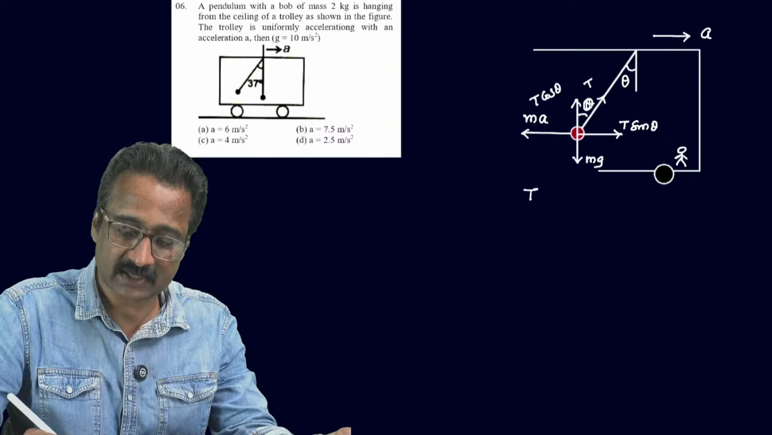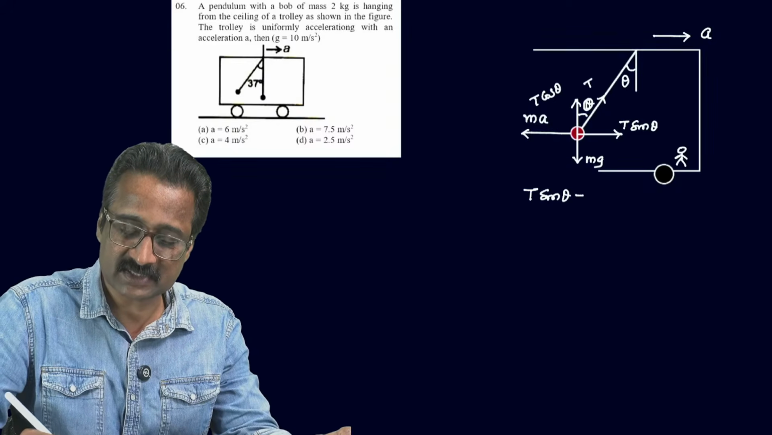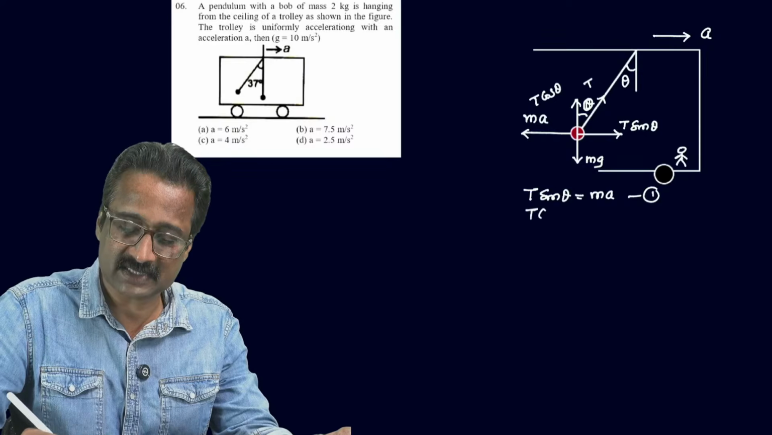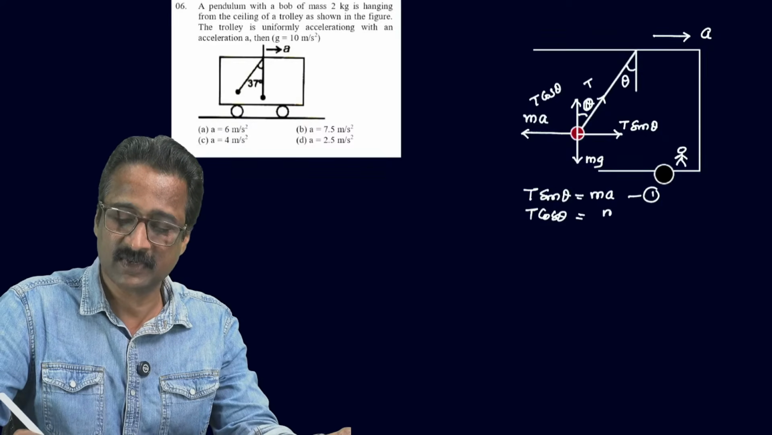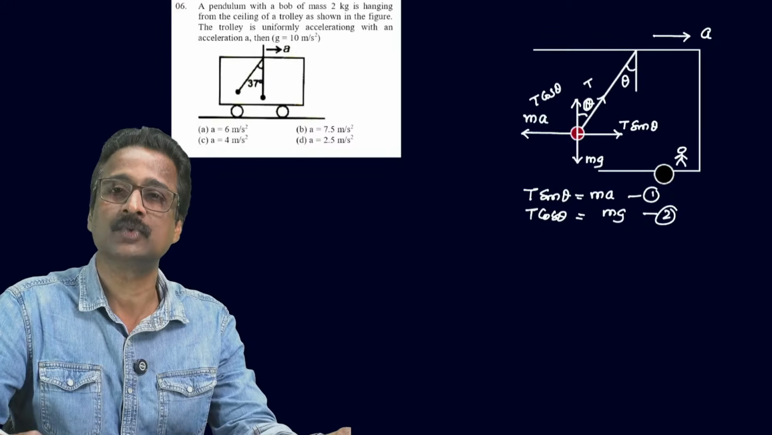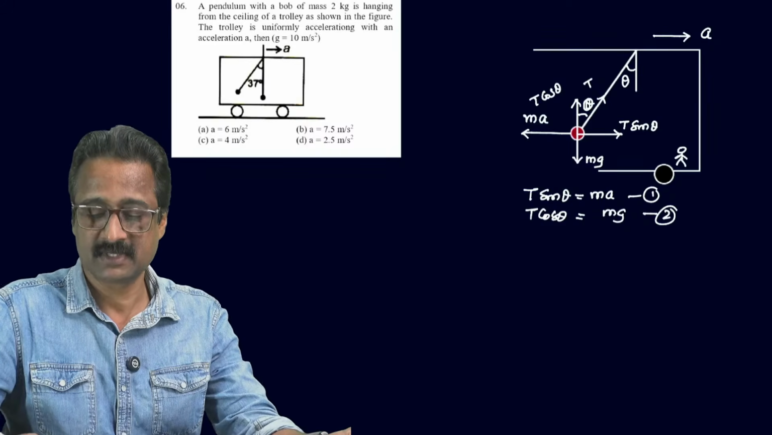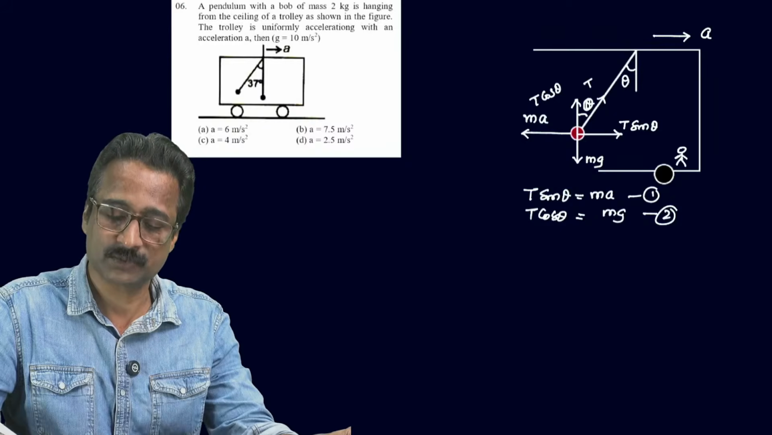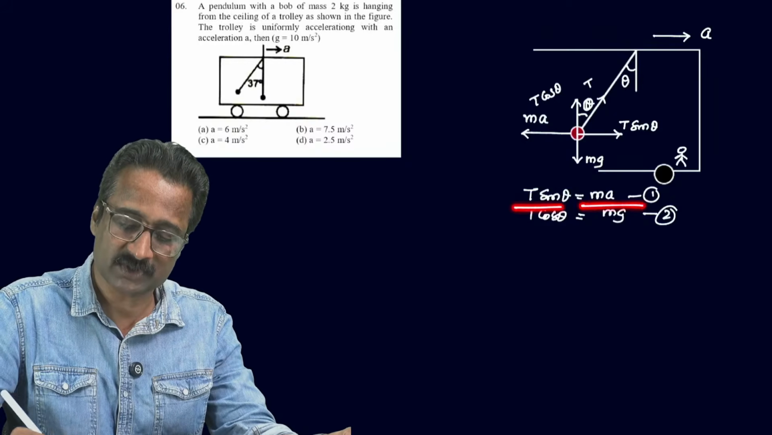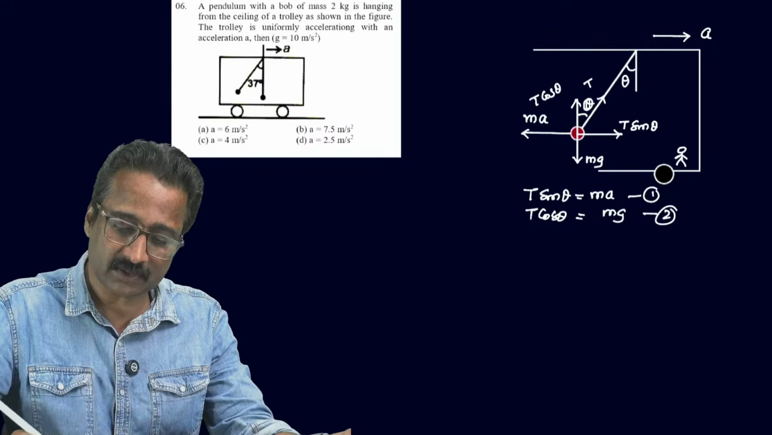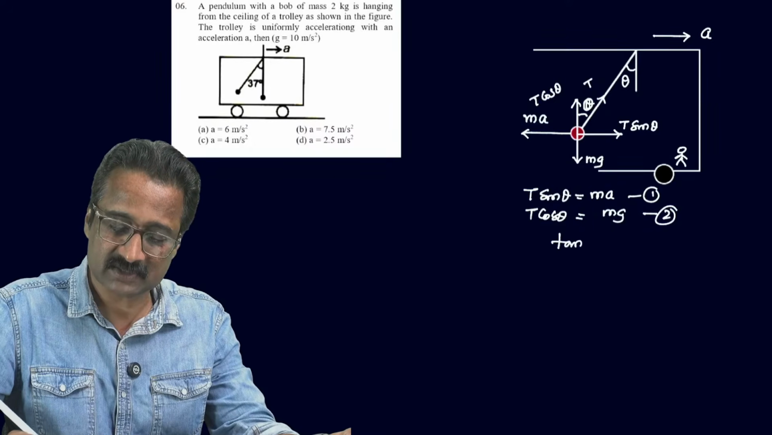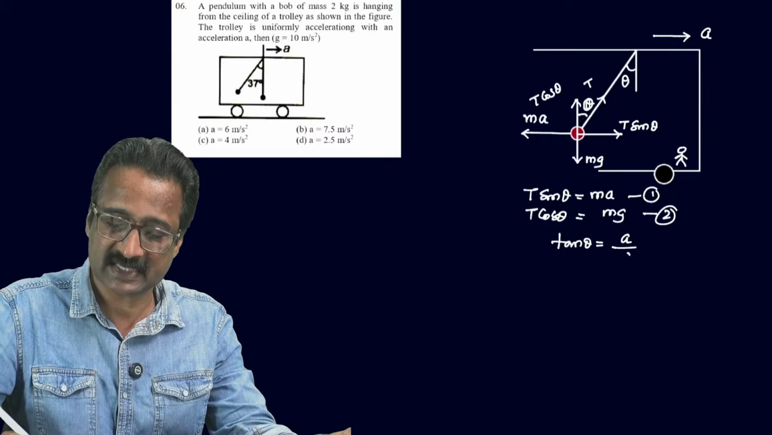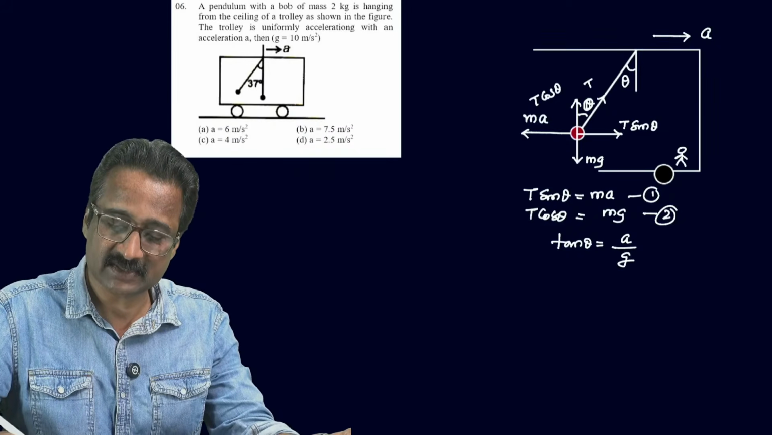So here is the set of equations. T sin theta equals ma is equation number 1. And T cos theta is the force that balances the weight of the body, equal to mg, that is equation number 2. These are the two forces. Now, to get a relation between theta and g, I shall divide 1 by 2. So T sin theta by T cos theta on the left side will give you tan theta. On the right side, the mass is cancelled. What remains is A divided by g. So tan theta is A by g.